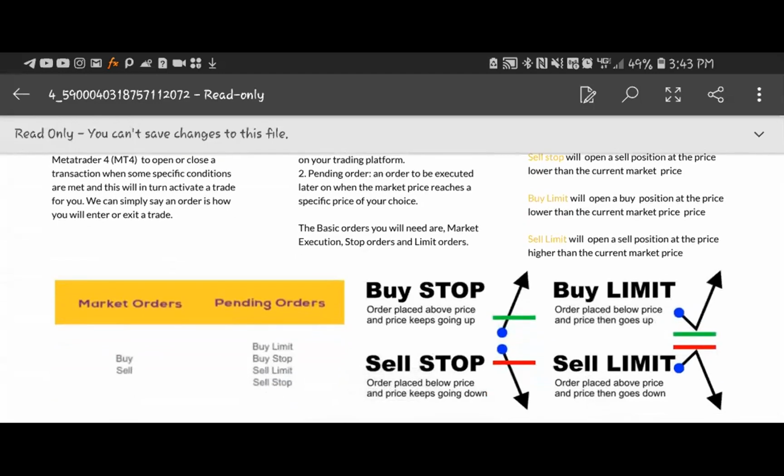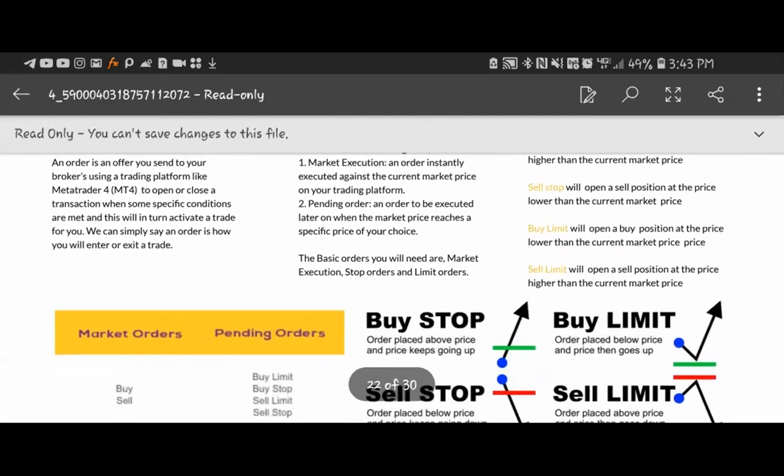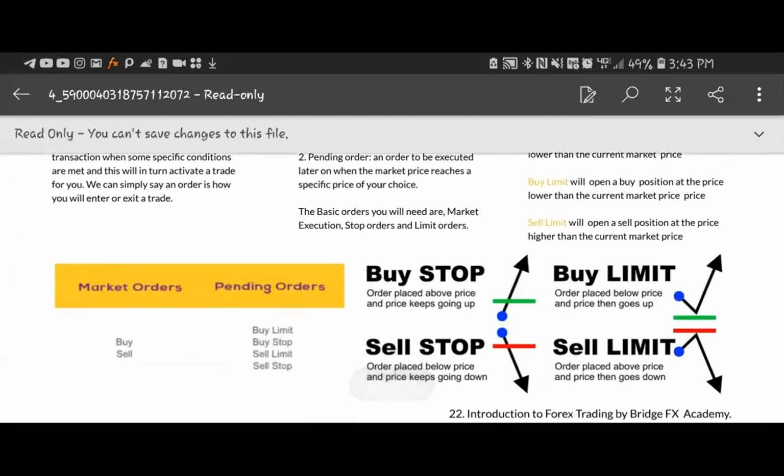Why? For a buy stop, your order is always placed above market price. Buy stop, order placed above price. Buy limit, order placed below price, okay? You don't expect yourself to understand everything at once. Don't worry, we'll show you.